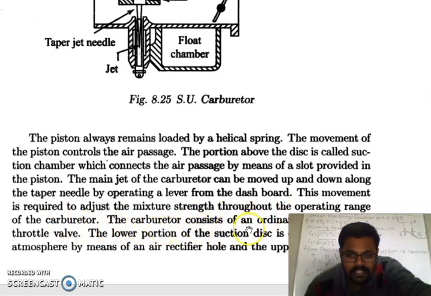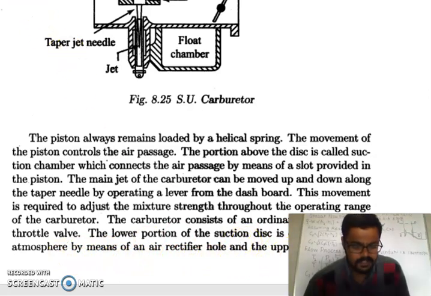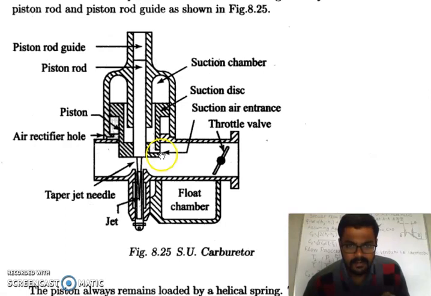The carburetor consists of an ordinary butterfly type throttle valve. The lower portion of the suction disc is connected to the atmosphere by means of an air rectifier hole, and the upper portion to the throttle air passages. The system does not have any separate idling, slow running and accelerating system. You can see here, this is your suction air entrance.